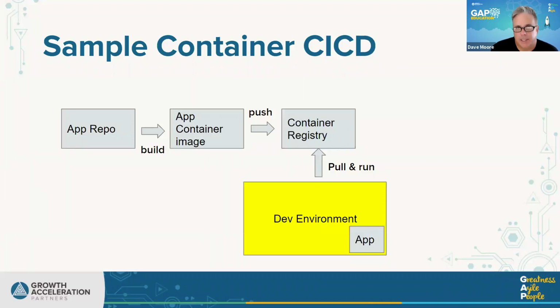A simple sample container CI/CD looks like this. You have your app repo, you would have a code check-in, it would build and it would produce a container image, and that image is pushed to a container registry. This registry is new in our process here. We didn't have to worry about that before we had containers. So it's pushed to a registry.